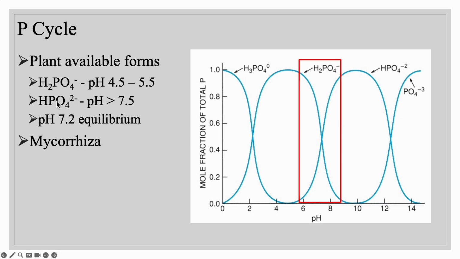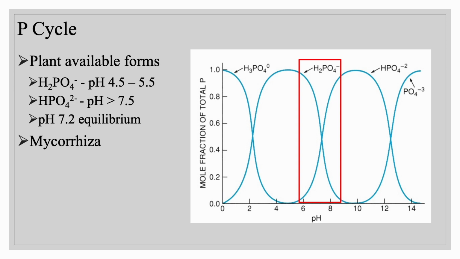And the other one is HPO4 2 negative. And so we can see that part on this diagram as well. And so right in between, when our pH is about 7.2, we have reached an equilibrium where we have equal amounts of H2PO4 negative and HPO4 2 negative. So that's kind of the equilibrium point.